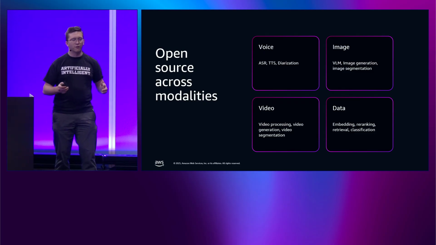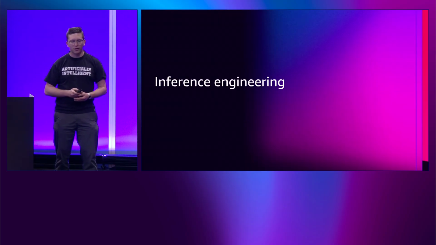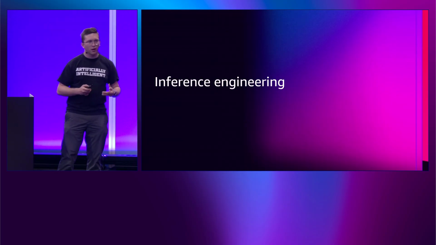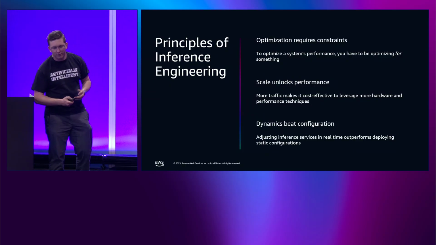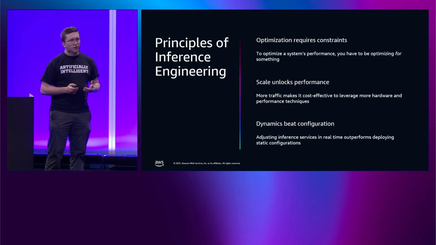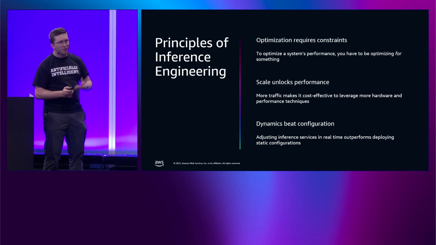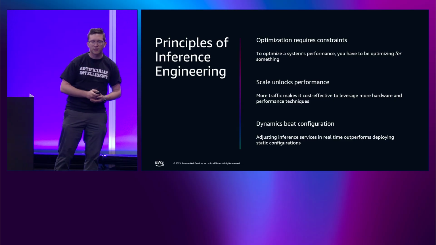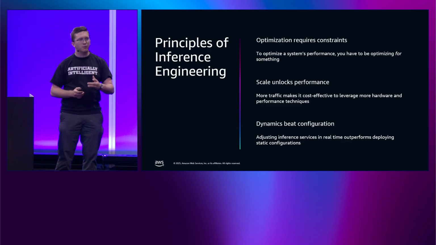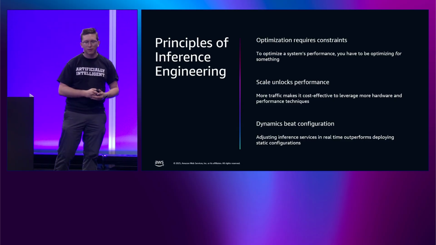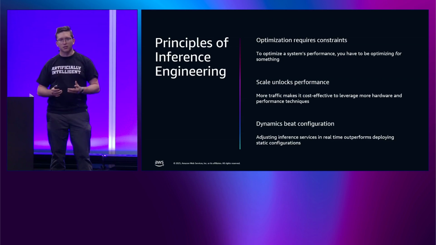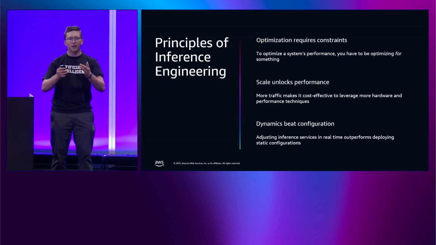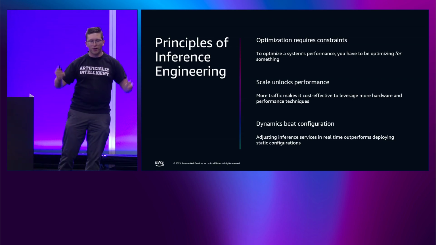So with all of these different models, all at frontier quality, you need something that we call inference engineering. Inference engineering is the process of running AI models in production. And there are 3 principles that kind of define this engineering practice. The first is the idea that optimization requires constraints. If we're going to optimize our system's performance, we need a goal that we're optimizing toward. We can't just try and make it better at everything.